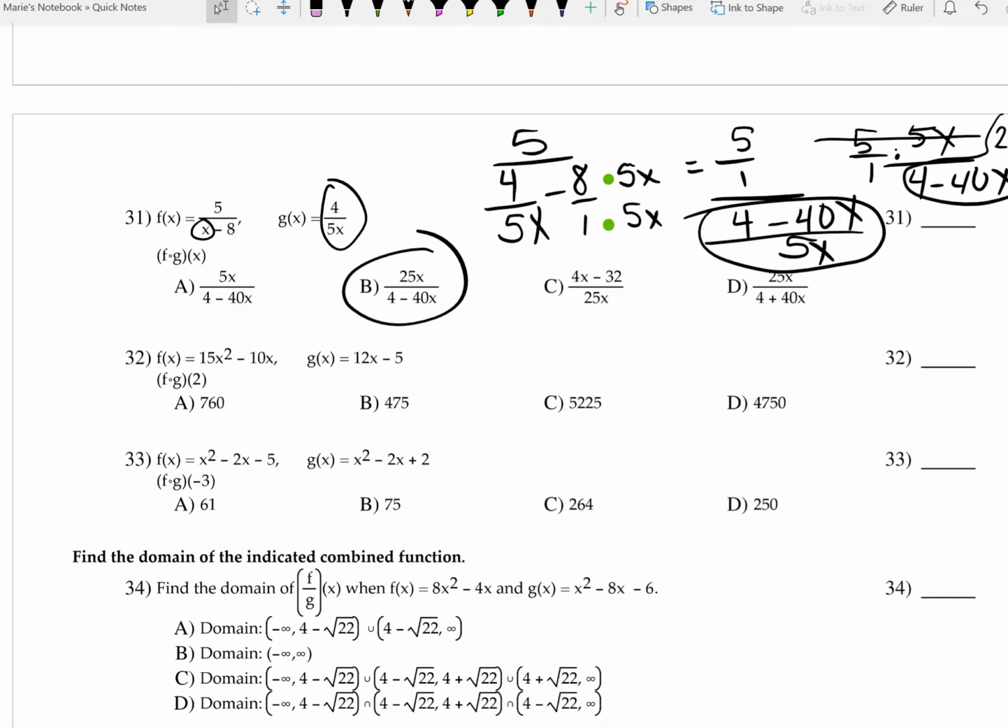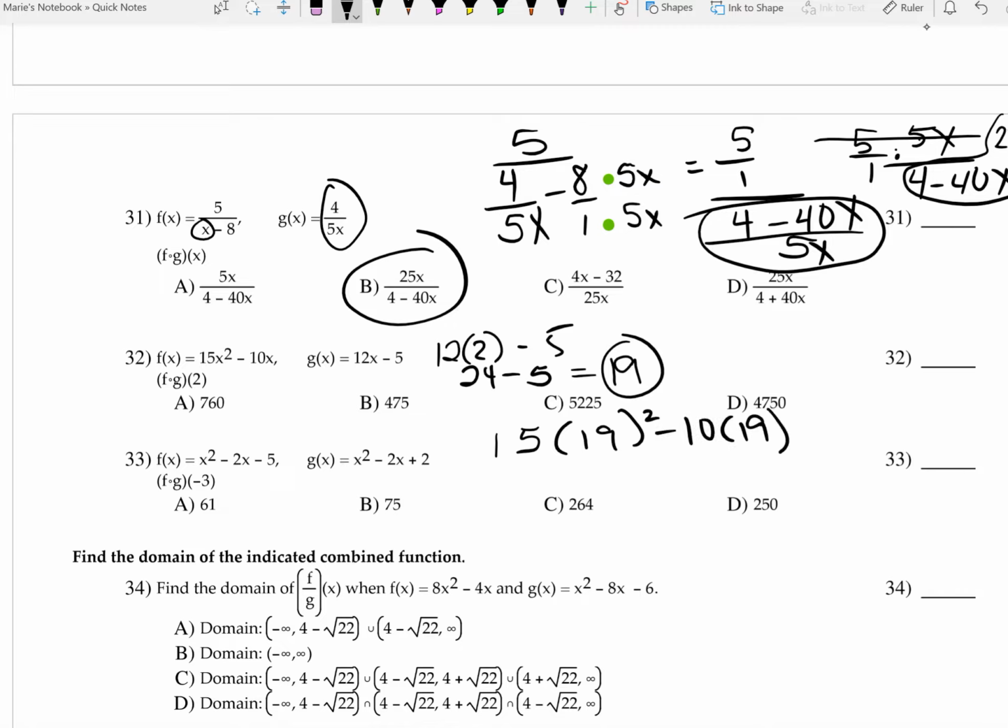Same thing here. For this one, they're giving you f of g of 2. So we need to solve for f of g and then substitute in 2 and see what we get. You could also do g of 2. If you did g of 2, you get 12 times 2 minus 5, which gives you 24 minus 5, which is 19. And so you would take the 19 and substitute it into the equation. So you would get 15 times 19 squared minus 10 times 19. Do a little math and you'll find that the answer choice for 32 will be C. I believe you get 5,225.